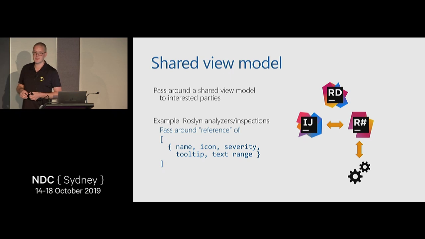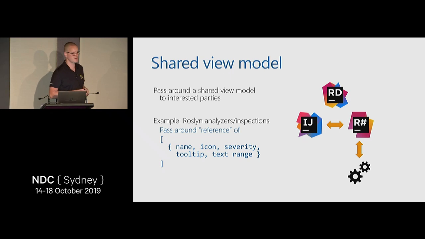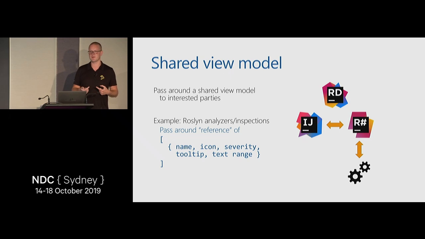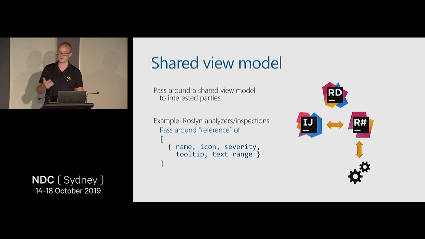Another cool thing is because we have that shared view model, those additional processes can also contribute to that view model. I don't know if anyone using Rider has ever seen that there are also Roslyn analyzers supported in there. Whenever we discover you have Roslyn analyzers referenced in your C# project, we start a separate process that runs all of the Roslyn inspections on top of your code and contributes the inspections back to the protocol by just adding a name, an icon, severity, tooltip, and a text range.